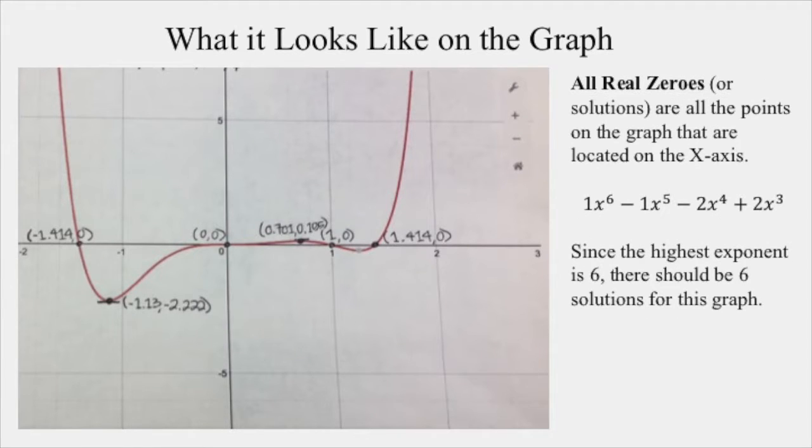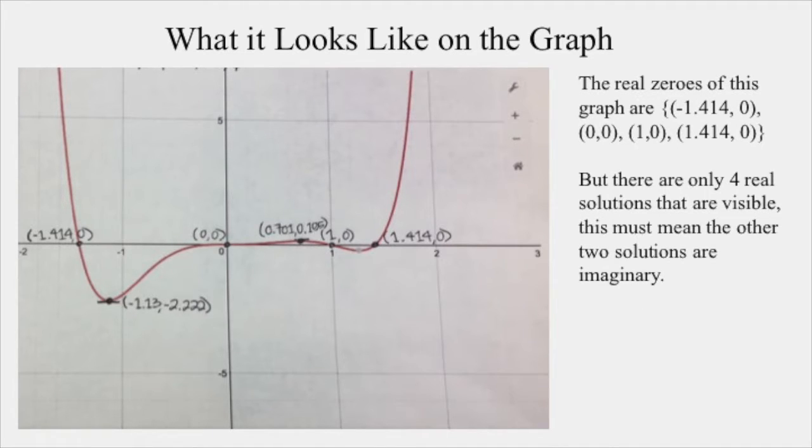All real zeros, or solutions, are all the points on the graph that are located on the x-axis. Since the highest exponent is 6, there should be 6 solutions for this graph. You will notice that there are only 4 visible solutions on this graph. These real zeros are negative 1.4140, 0, 0, 1, 0, and 1.4140. This must mean that the other 2 solutions are imaginary.